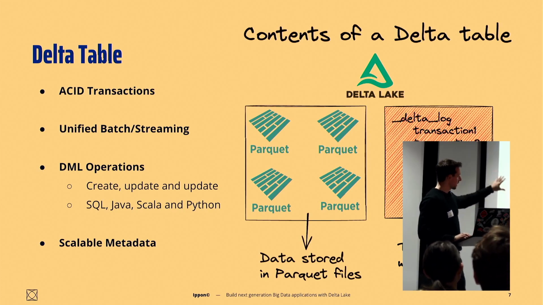So now we have a description of what a Delta table is and how it works under the hood. We have the Parquet files, we have the transaction log, and all those things. We also have the main features of a Delta table, but there are actually a lot of features that I'm going to talk about. So let's take a look at that.